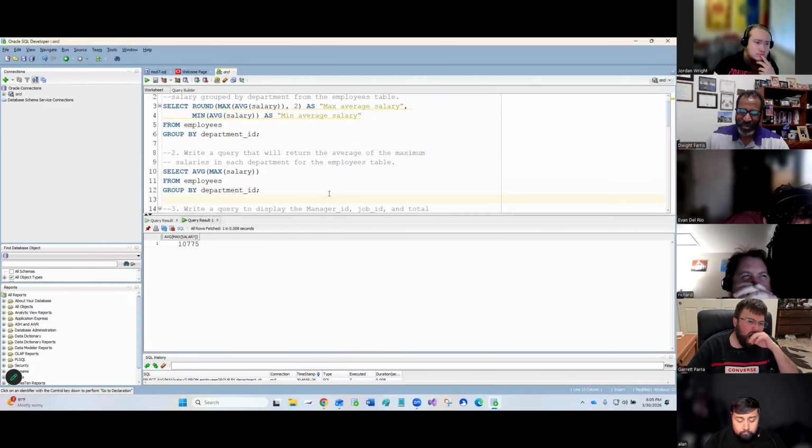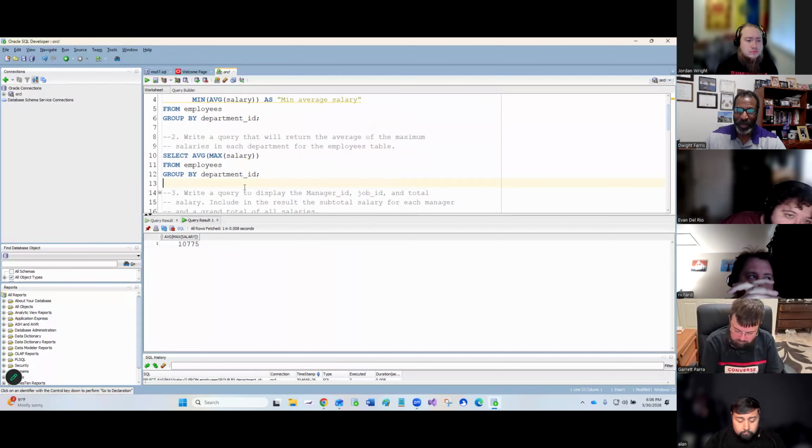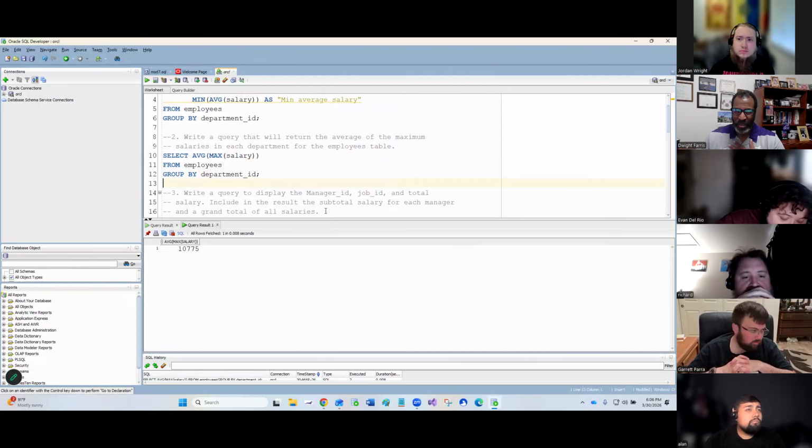And why would you need that? Well, you probably won't need that on a report, and it's select average max salary from employees, group by department. That's the key. That group by ensures that you get that particular number.